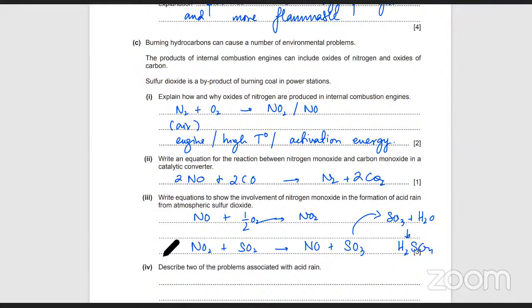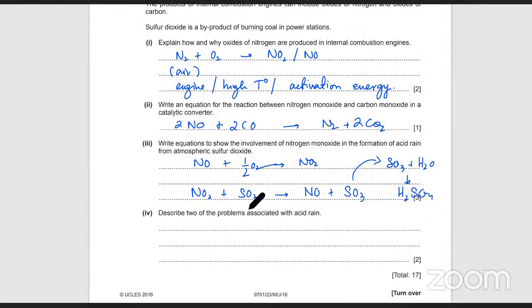All of this is in the notes. The formation of acid rain. Two problems associated with acid rain. What are the two problems? So it damages limestone structures and metal structures and increases the acidity of the lakes and soils. So acidic lakes and soils, you're going to get that.